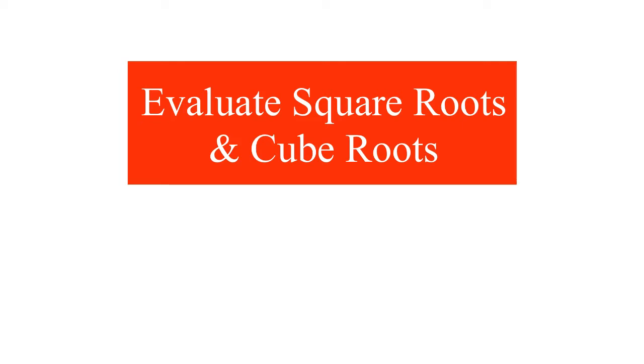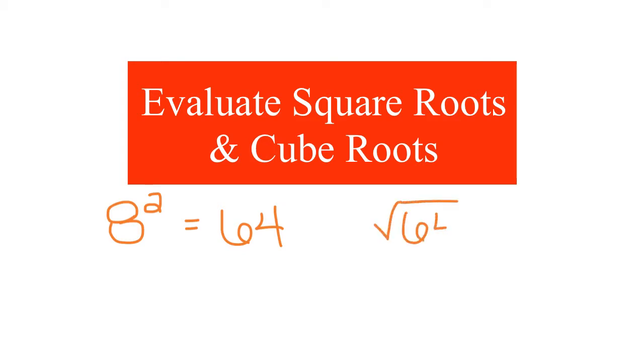This is lesson 4 of the advanced material, evaluating square roots and cube roots. A square root is the inverse of the exponent 2. If I take the number 8 and put it to the exponent of 2, or 8 squared, I am saying 8 times 8, which is 64. If I take the square root of 64, I get 8. I started with 8 and I ended with 8 because the two operations are inverses of each other.